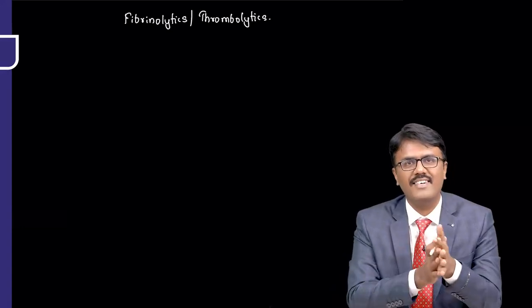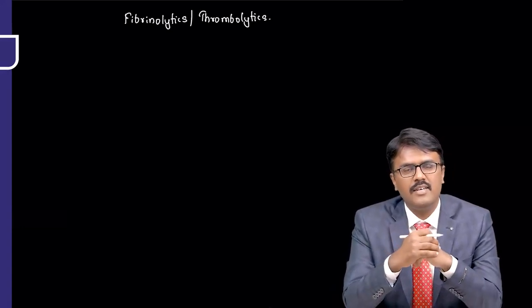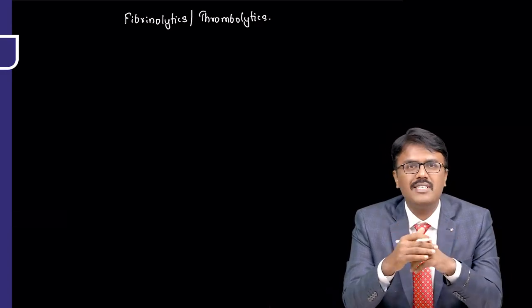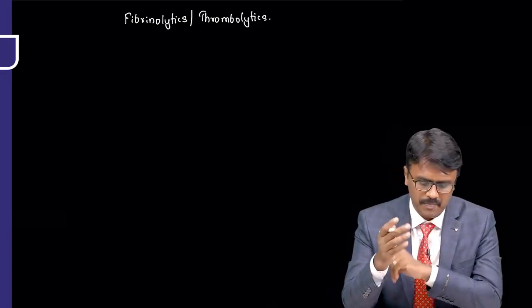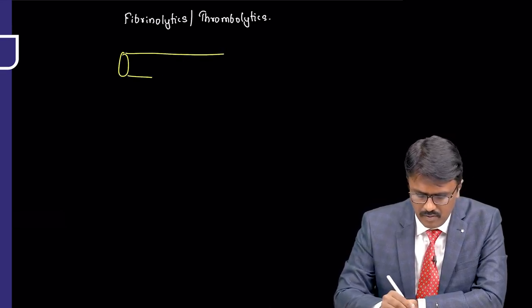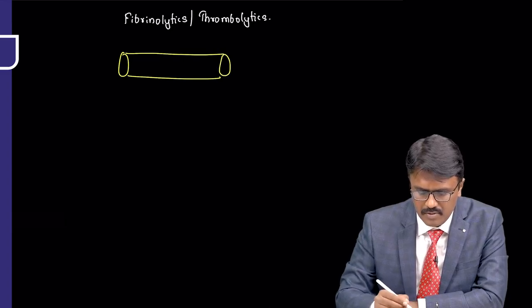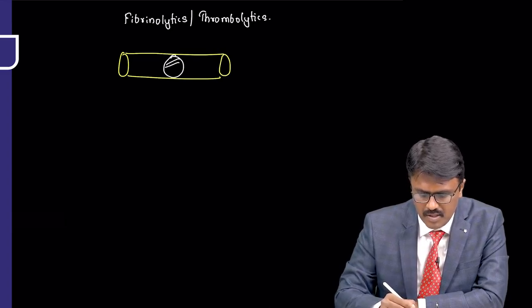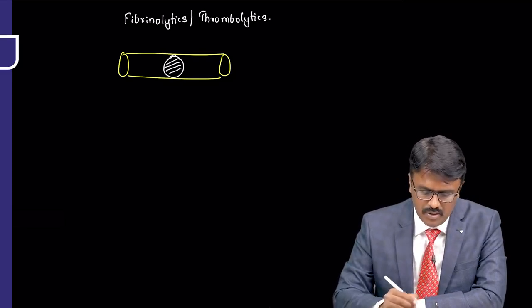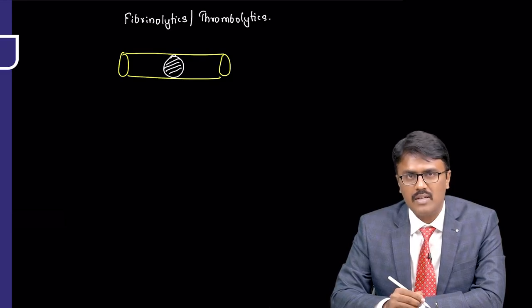Hi everyone, in this video I will be discussing thrombolytics, or what we call fibrinolytics. Now, this is the drug which will cut the clot. So we know that if this is an artery or a vein, there is a chance of formation of a clot. The clot will block the circulation. So the fibrinolytics are the ones which will cut the clot.